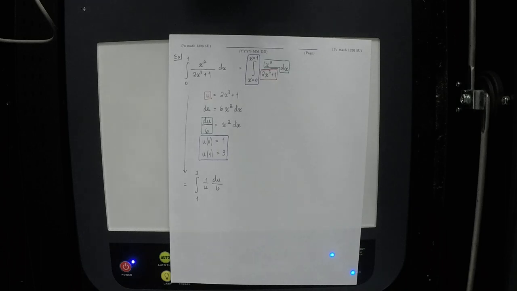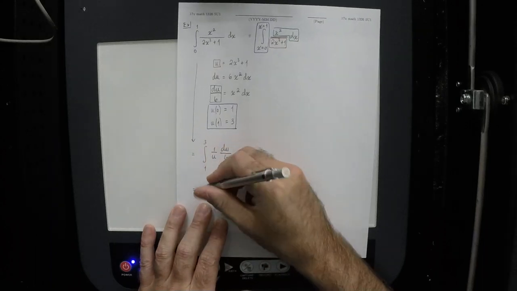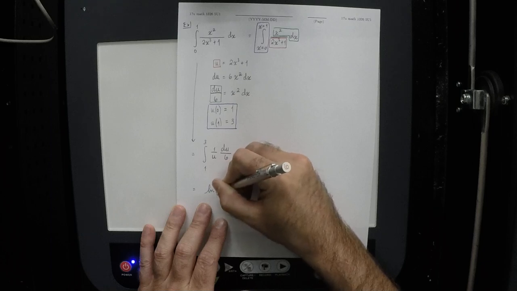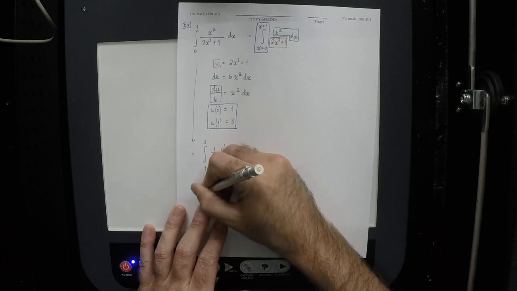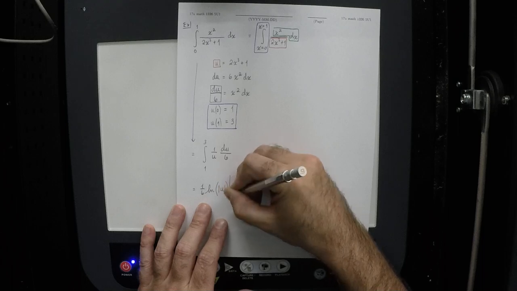And then that division by 6 can be factored out as a 1 over 6, and then it's 1 over u, as you said. So is this one of the antiderivatives we know? Yeah, we know this one. So this is 1/6, almost forgot that, log of absolute value of u, from 1 to 3.